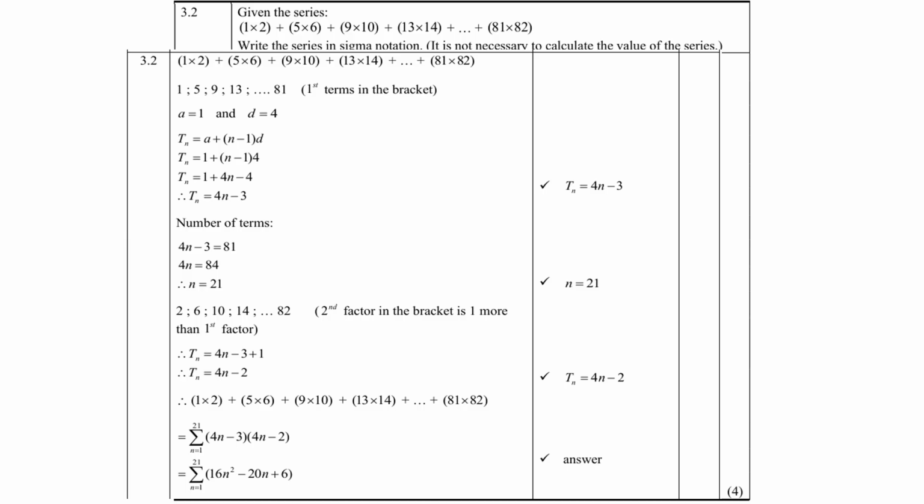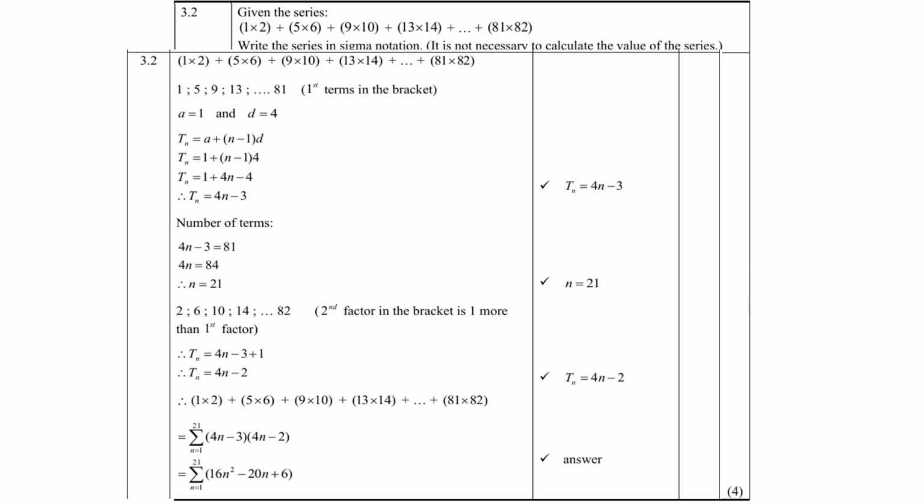If you look at the answer at the bottom, you will see where we write the 4n minus 3. Then the number of terms, of course, will be 81, because if you look at the last term there, in the last bracket, it is 81. So therefore, 4n minus 3 equals 81. So therefore, n is 21. Remember, we need n in our sigma. Now we're done with that.